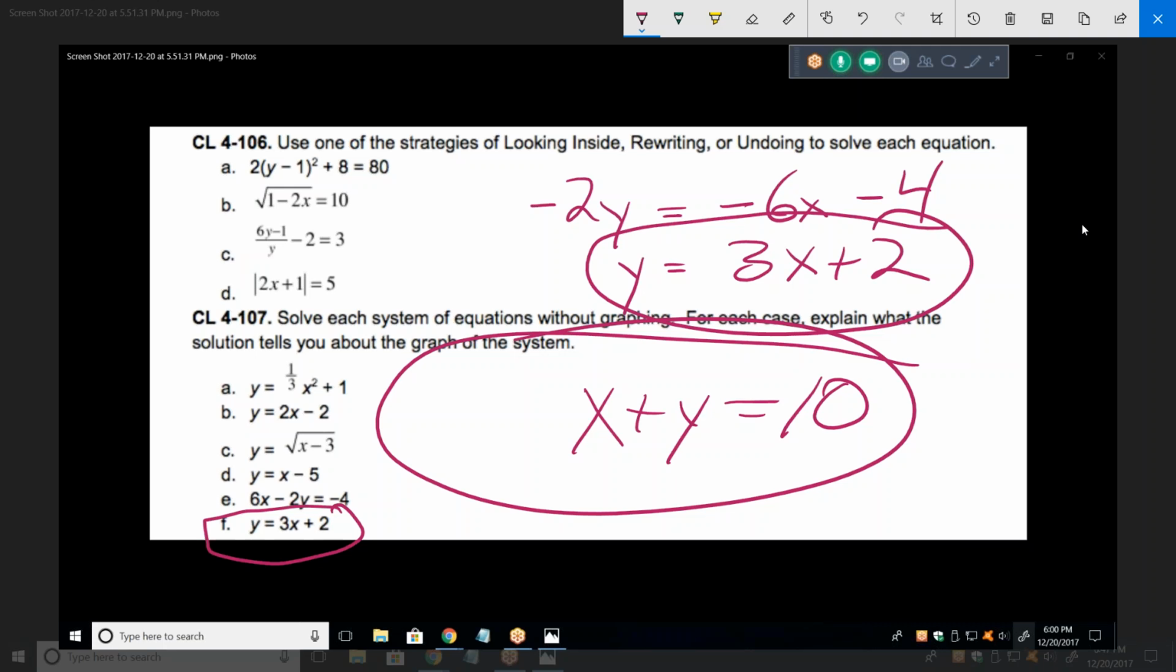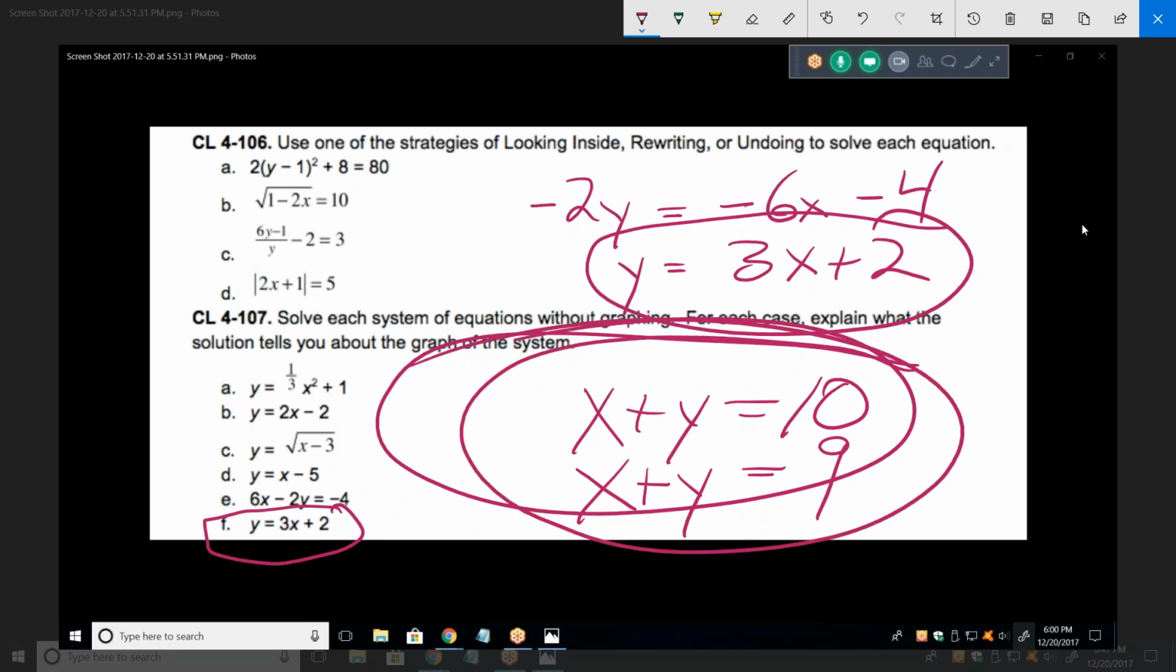Now, if at the same time I said x plus y equals 9, well, now there are no solutions. It's impossible for x plus y to be equal to 10 at the same time that it's equal to 9. Can't happen. There are no two values that work.